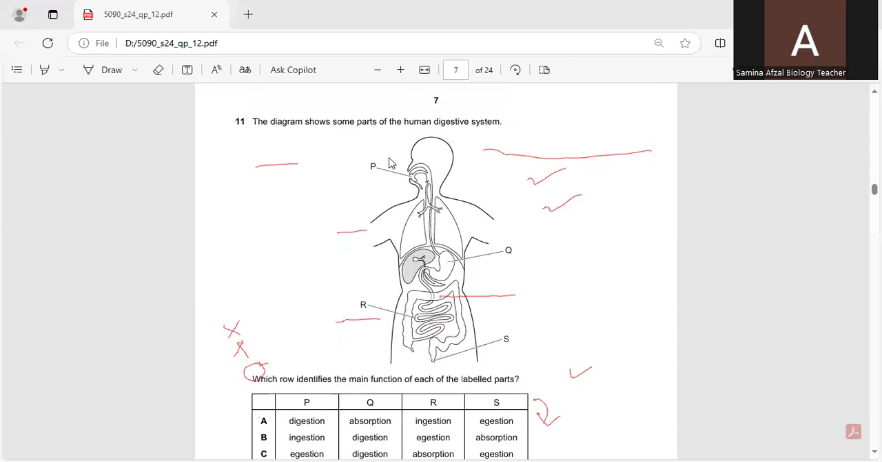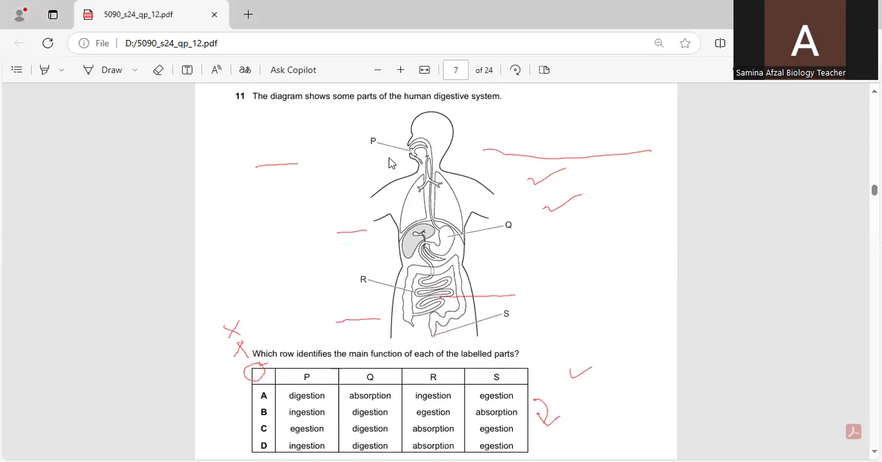Now, question number 11. In question number 11, the diagram shows some parts of the human digestive system. The different parts are P, Q, R, and S. Which row identifies the main function of each of these labeled parts?